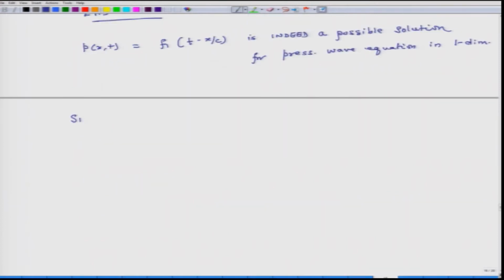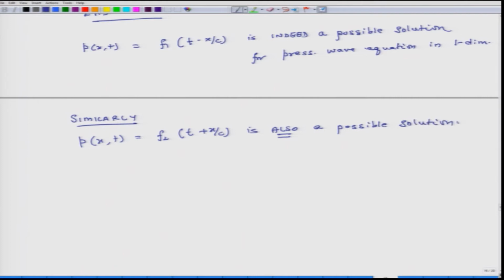Similarly, we can also say that P of x, t equals f2 of t plus x over c is also a possible solution. So, these are the most general solutions we can think of. f1 which depends on t minus x over c, and f2 which depends on t plus x over c. These are the most general solutions.